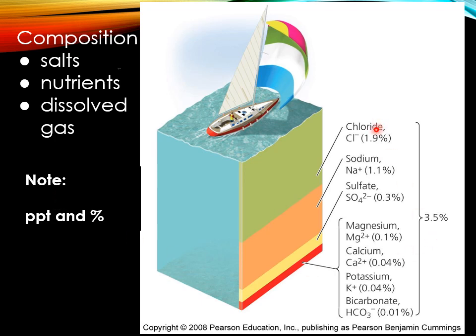All right, so again, it's mostly sodium and chloride with some other salts thrown in. And then there are nutrients that are dissolved. We talked about that. So nitrates, phosphates, iron, things like that. And then there are dissolved gases. So oxygen and carbon dioxide are dissolved in the ocean, as well as nitrogen.